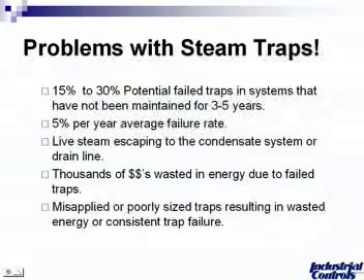What kind of problems do we have with steam traps? In a system, 15 to 30% potential failed traps in systems that have not been maintained for 3 to 5 years. That means a 5% per year average failure rate. The live steam escaping to the condensate system or drain line, thousands of dollars wasted in energy due to the failed traps, and a major part of it is misapplied or poorly sized traps resulting in wasted energy or consistent trap failures.